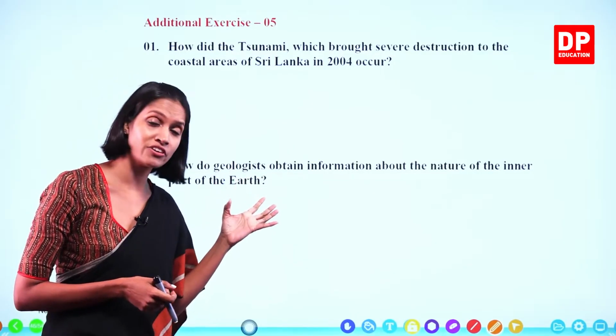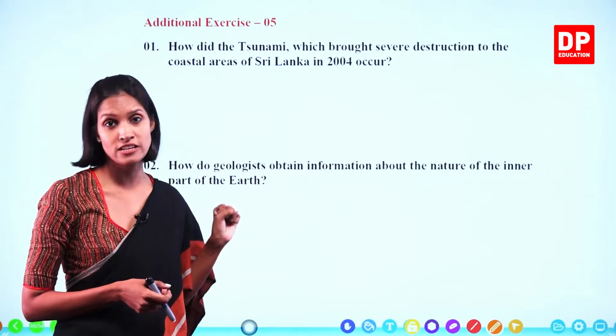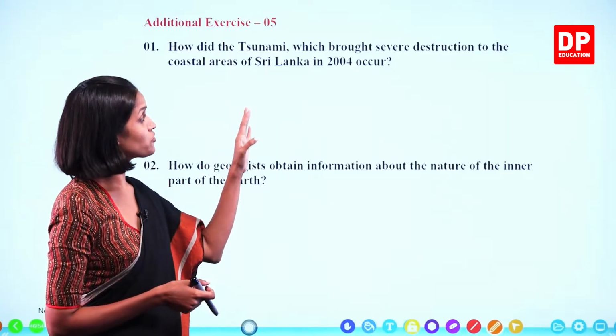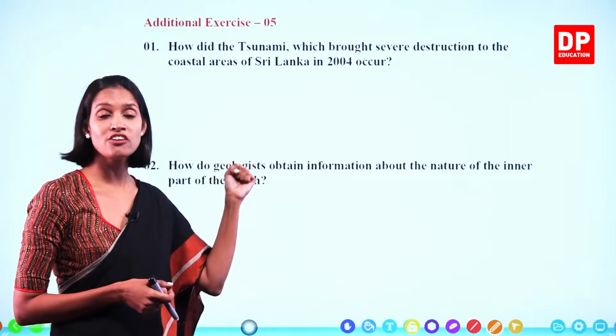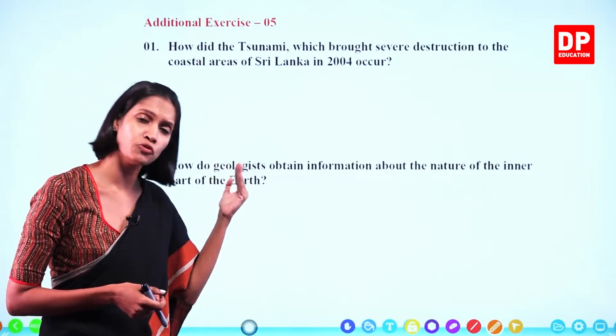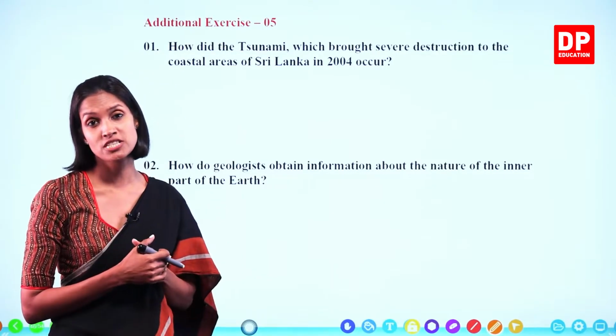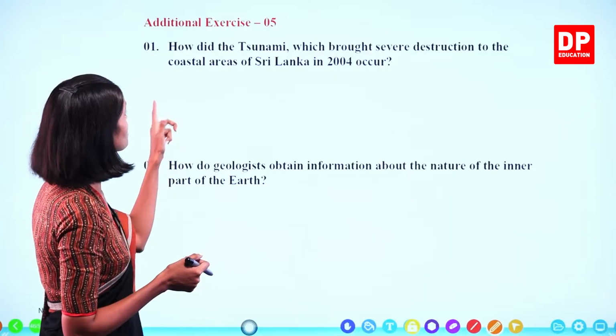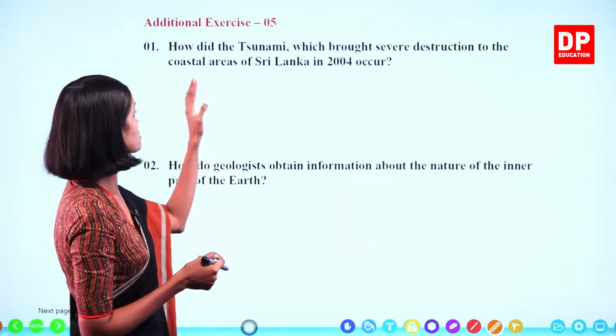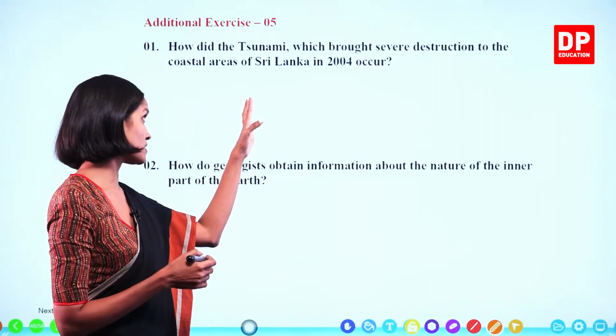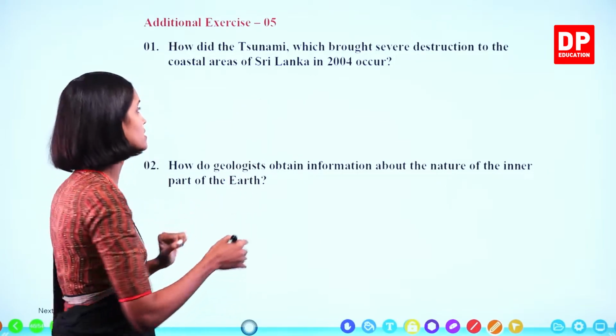Because of an earthquake occurred near Sumatra Islands. Okay, so because of this one, a lot of people died. About 40,000 people died. A lot of people lost their properties. Okay, so how did the tsunami, which brought severe destruction to the coastal areas of Sri Lanka in 2004 occur?